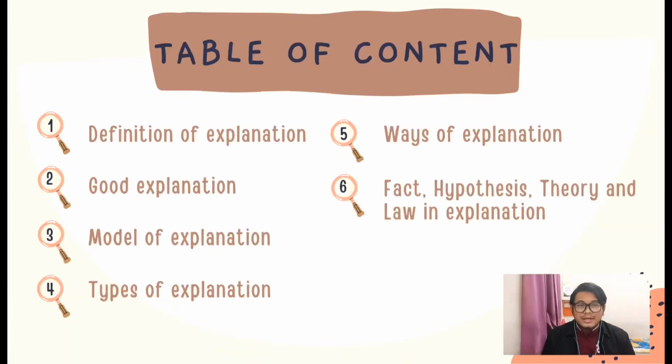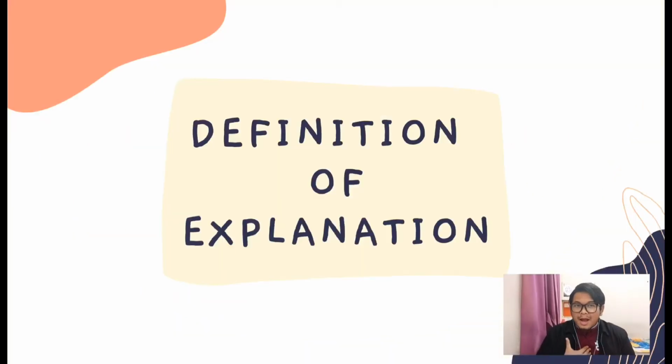So the first one is we have the definition of explanation. Second, we have the good explanation. Third, we have the model of explanation. And fourth, we have types of explanation. Fifth, we have ways of explanation. And the last one, we have facts, hypothesis, theory, and law in explanation. So I will go to the first one and I will explain and brief you guys about the first one, which is the definition of explanation.